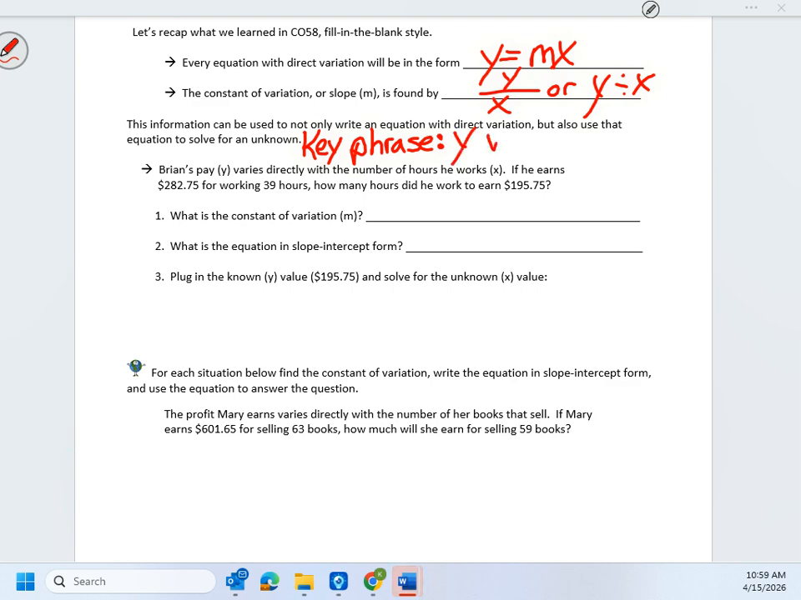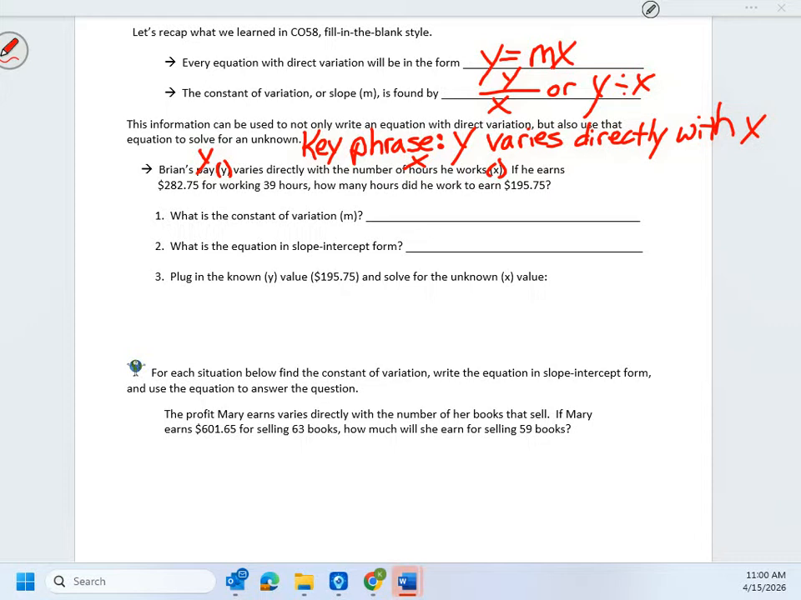Y always varies directly with X. So when we read that word problem, they're not always going to put that parentheses of what's the Y and what's the X. You're going to write it, to keep it straight in your mind, what's your Y and what's your X. Always, always, always, what varies directly with that Y varies directly with the X. So Brian's pay varies directly, so the pay is the Y, with the number of hours, so the number of hours is going to be the X.